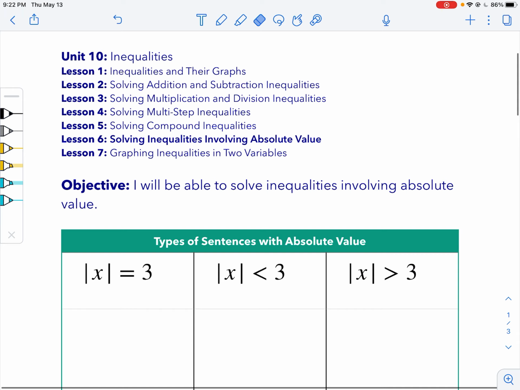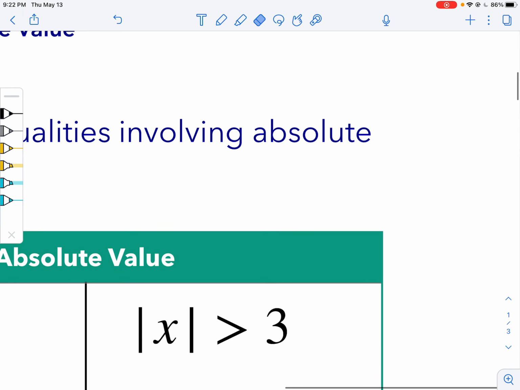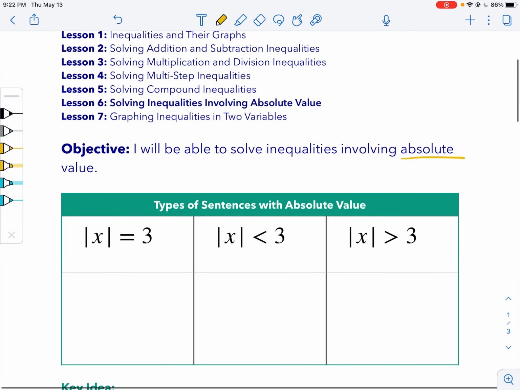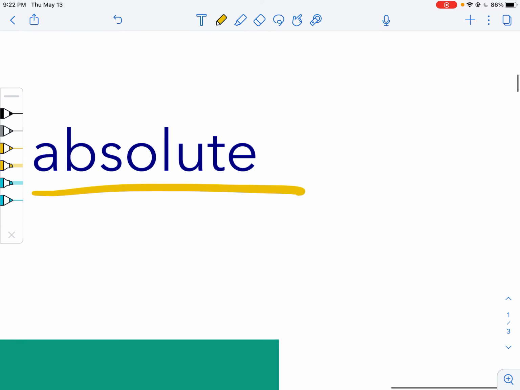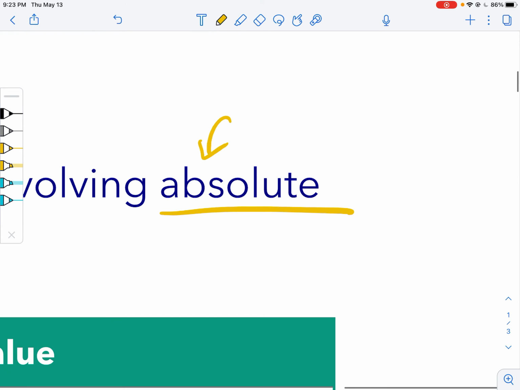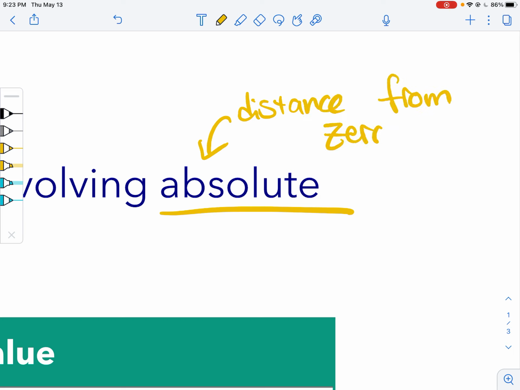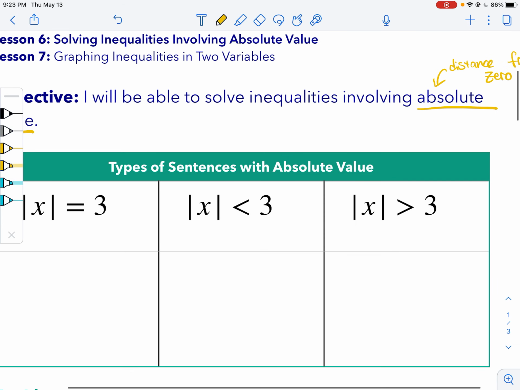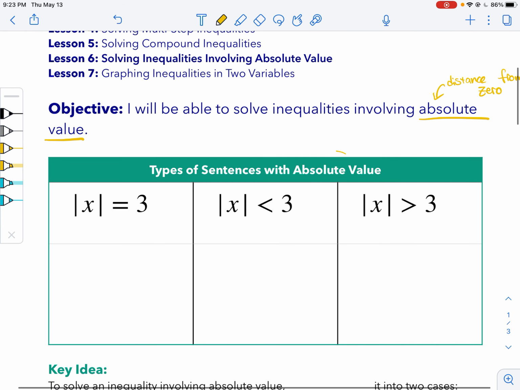By the end of the day, you'll be able to solve inequalities involving absolute value. Remember that absolute value is that you absolutely have value and you matter. While that is true, absolute value is a number's distance from zero. So basically it means just be positive. It's always going to be positive unless it's zero.